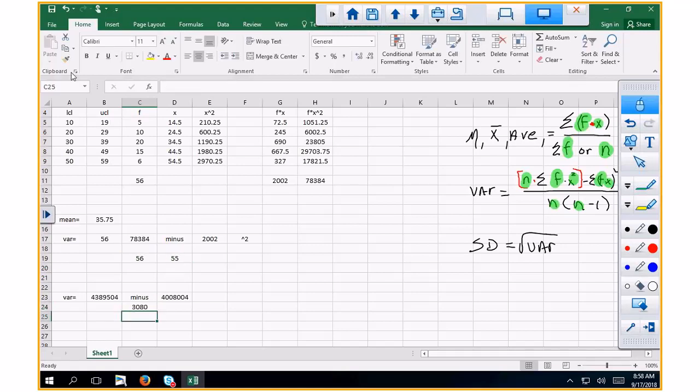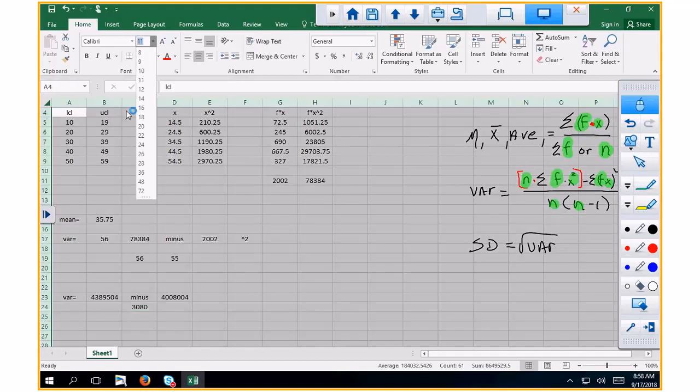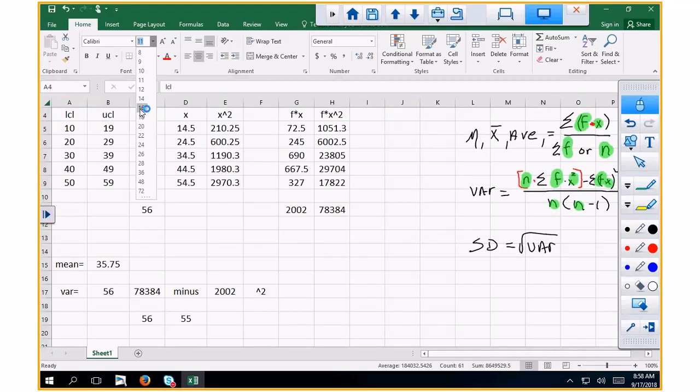I'm going to make this a little bit bigger for some of y'all. Dang old short bus. Make it a little bit bigger. There we go.